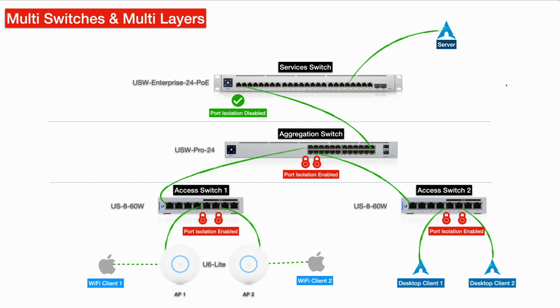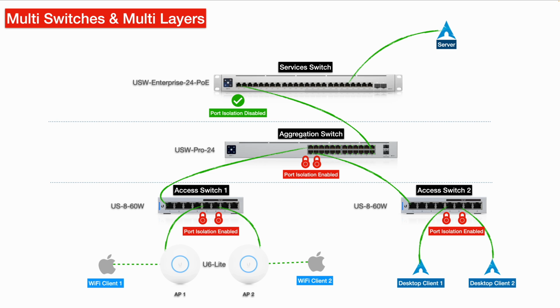This is the network diagram we are going to use for the second testing. There are 3 layers of switches. In the lowest layer, on the left side, I use a small PoE switch to power 2 UniFi access points, and I connect one Wi-Fi client to each AP. On the right side, I use another small switch to connect with 2 Linux virtual machines.